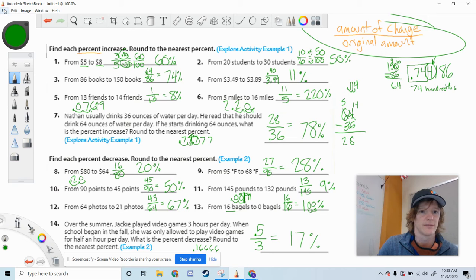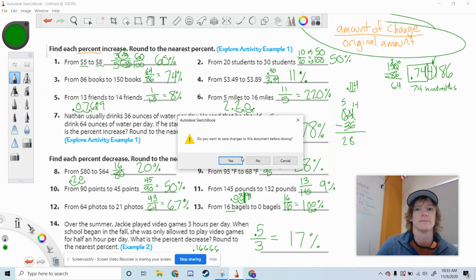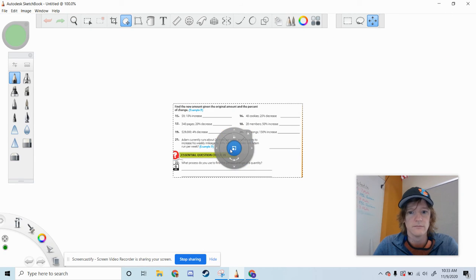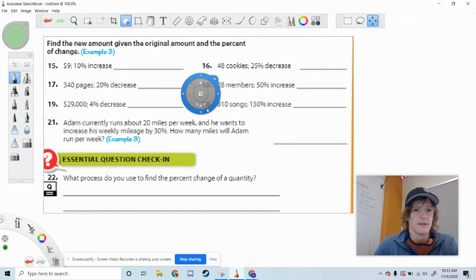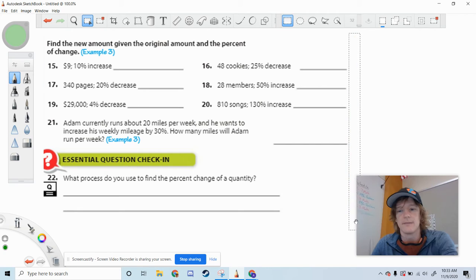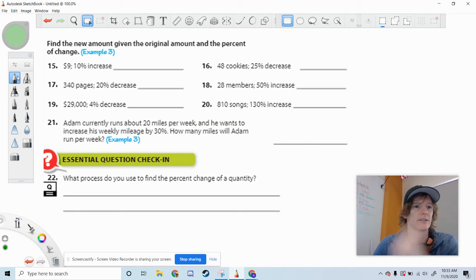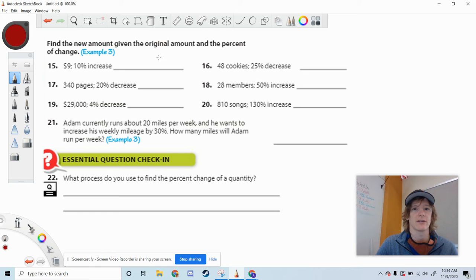I'm going to open up the next one for the next 7 or 8 problems. Here we go. On these, we're going to have a little bit of an extra step. We're kind of doing what we just did before, but we're going to do them in reverse. So for number 15, we need to find the new amount given the original amount and the percent of change.